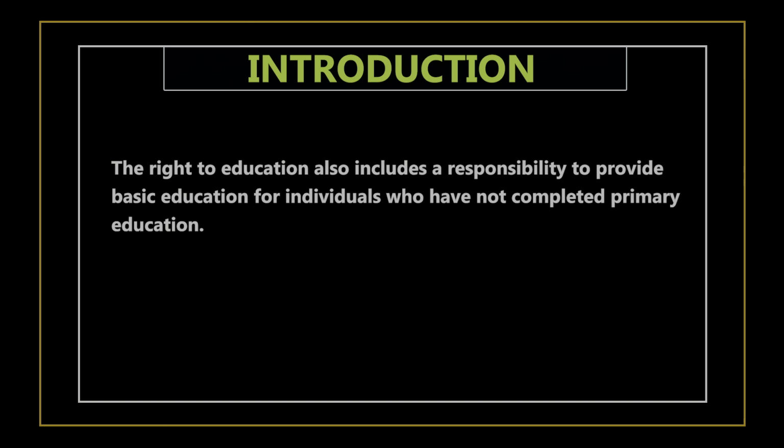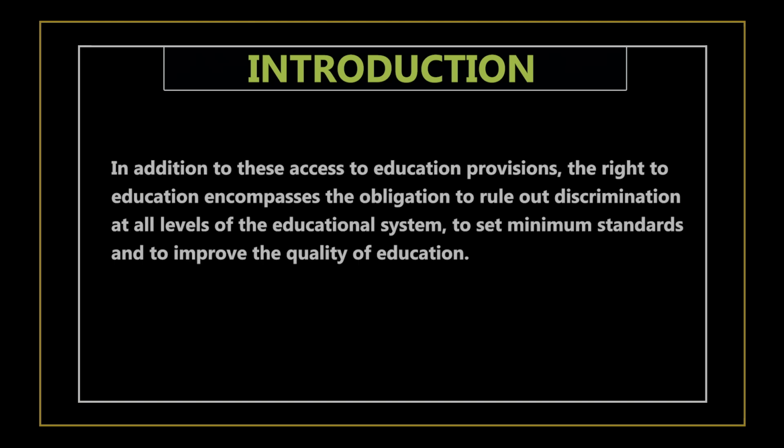The right to education also includes a responsibility to provide basic education for individuals who have not completed primary education. In addition to these access to education provisions, the right to education encompasses the obligation to rule out discrimination at all levels of the educational system, to set minimum standards and to improve the quality of education.